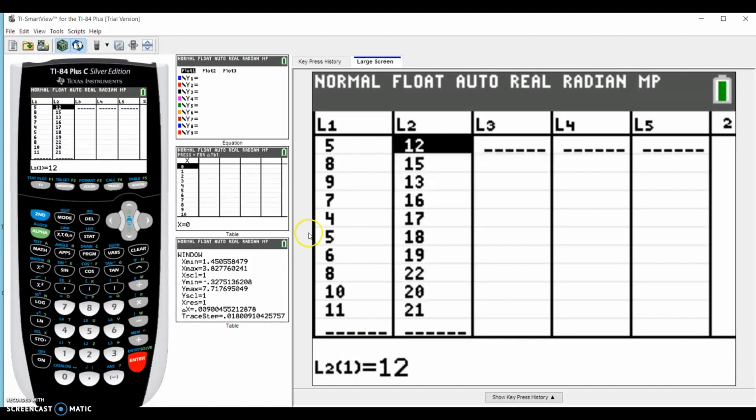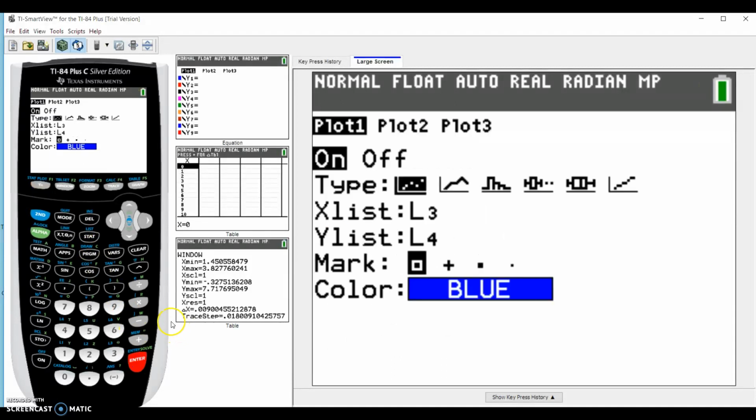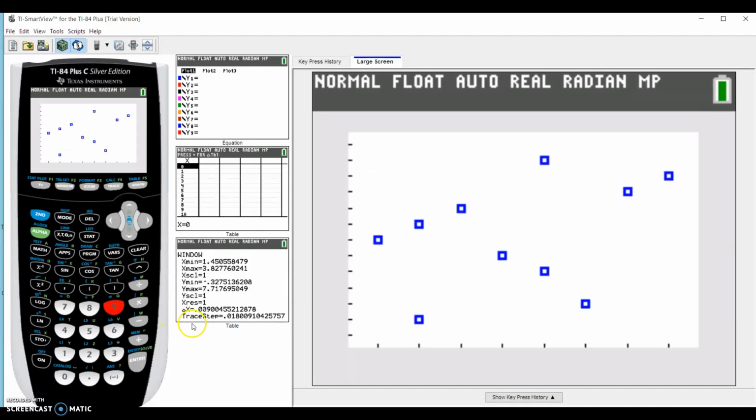plot in a minute. And then to get to our plots, remember we're going to second y equals, and we'll press enter for the first one. The first graph here is the scatter plot. You should probably have list 1 and list 2 there already. I'll go ahead and put that. Everything else looks reasonable. And then for all of these plots, remember you're going to zoom 9, which is zoom stat, and that will give you the best window possible. So there's my scatter plot.